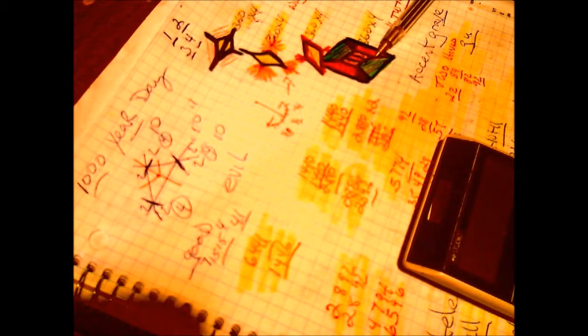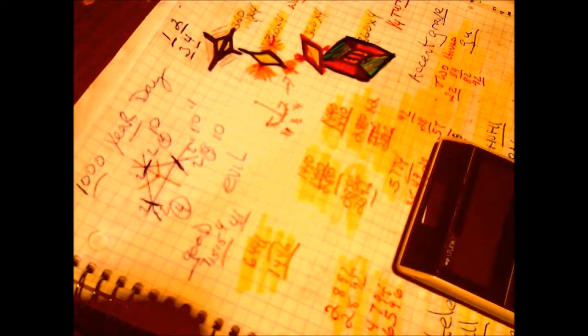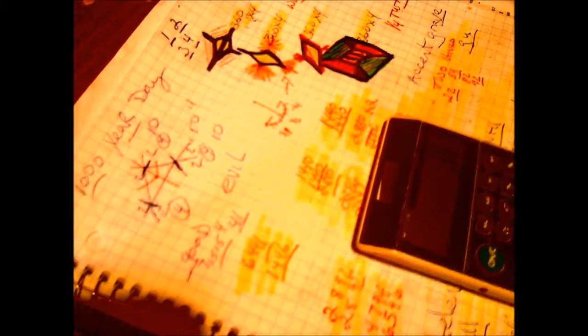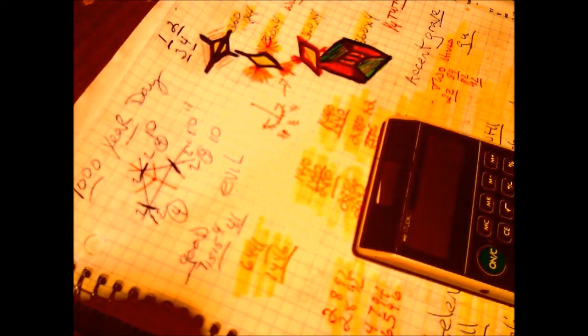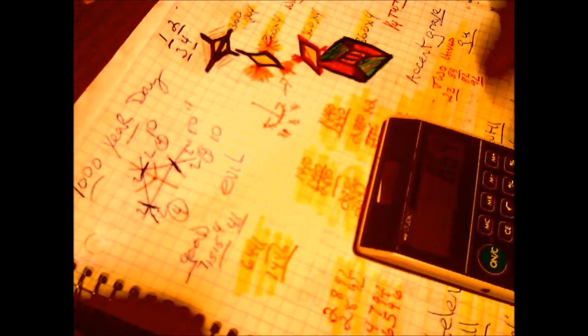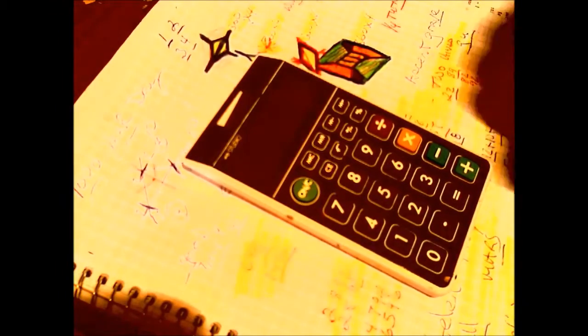right? It goes 60, that seconds goes 60, but you get 3600 seconds in that hour, times 24. 36 times 24 is 864. 864.